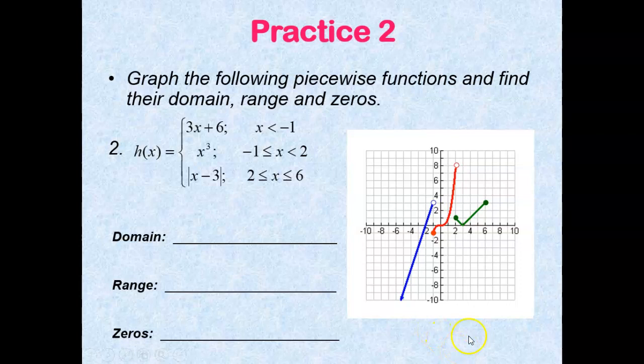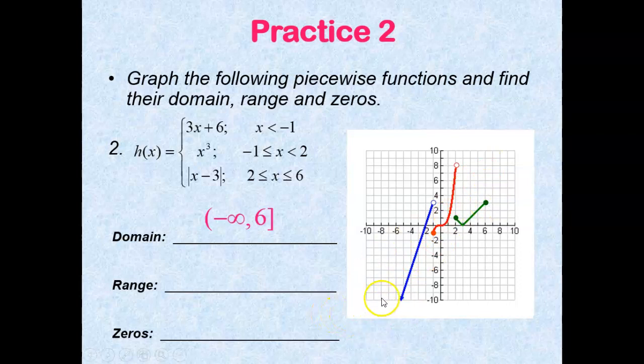So keep in mind domain is left to right. I have an open and a closed circle that line up here, an open and a closed circle that line up there. So I can say that my domain is going to go from negative infinity to 6, and it would include 6 because that is the endpoint.